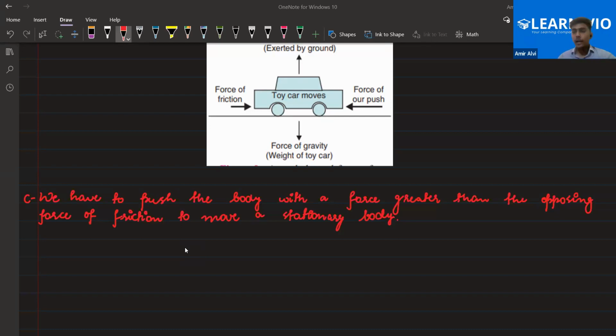If there is no opposing force, obviously the bicycle is not going to stop at all. If the body is moving, there should be a force exerted on the body to stop it. There should be friction, right, everyone? It may be friction, it may be air resistance, right?